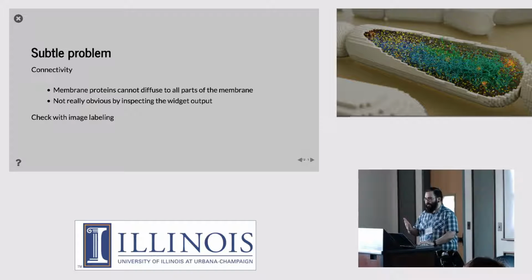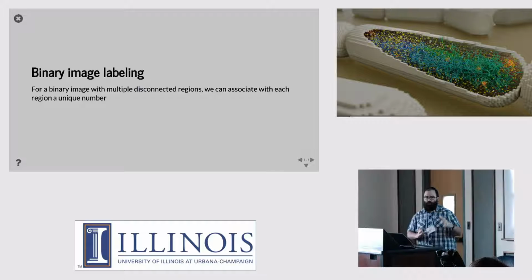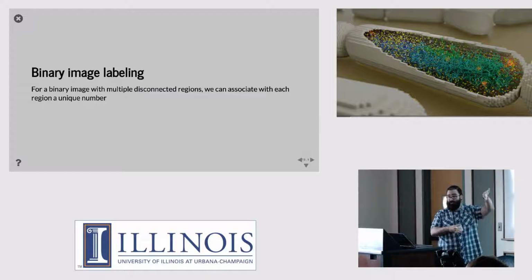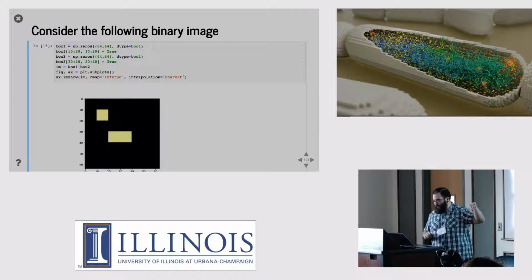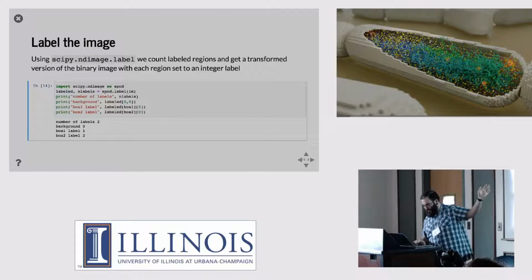So in order to inspect that, we're going to use some image manipulation techniques. This is a labeling technique. So the idea is you have some sort of binary image, and you run this label function on it. What label does is it looks for all of the contiguous regions, and for each one of them it assigns a number. So for instance, if I have two squares, if I run label on it, it'll give me 2 different numbers.